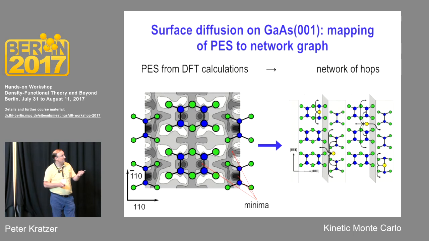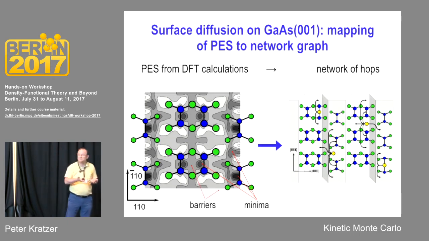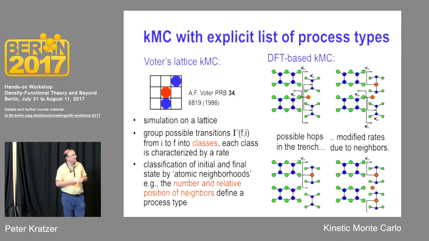So from the minima and from the barriers, we derive the activation energies and we derive the rate constants. And then we can do a process type KMC simulation. One thing to realize here is that the kinetic Monte Carlo simulation always builds on a classification of processes and a classification of environments.